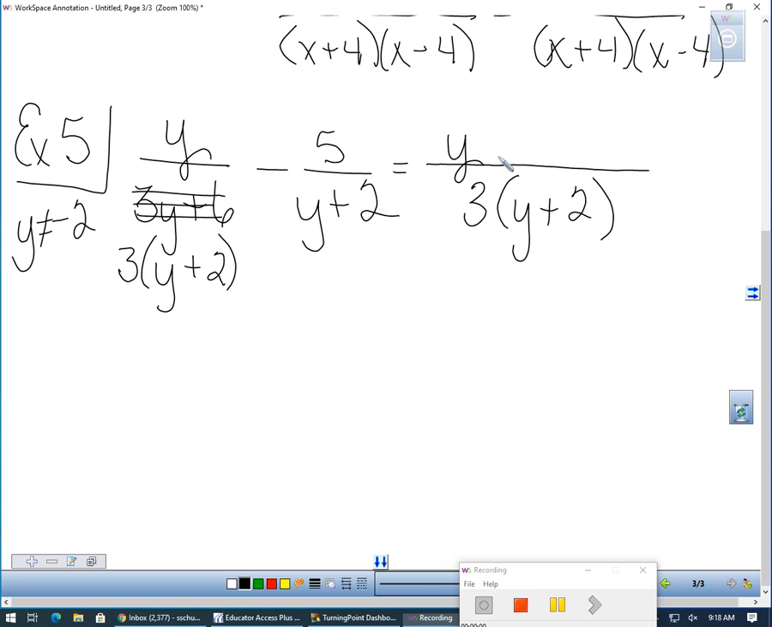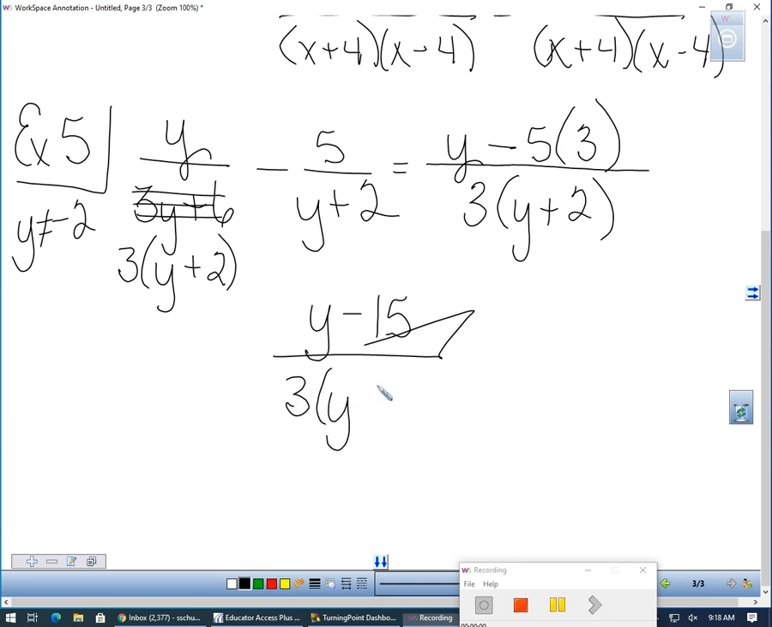The middle process is minus. Then I have 5. Which factor is this one missing? We have the y plus 2, but we don't have the 3. So we have to times by 3. So simplifying this, we have y, negative 5 times 3 is negative 15, over the denominator of 3 times y plus 2. All right.